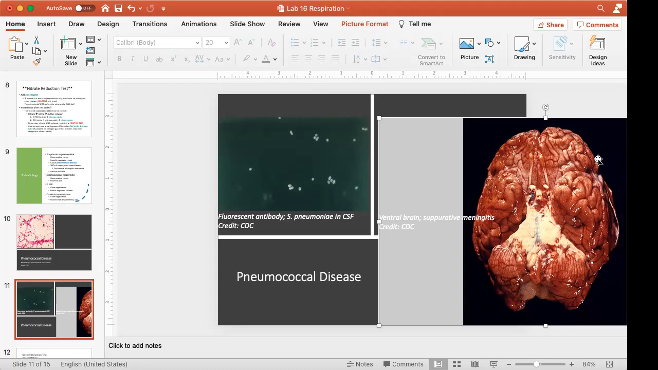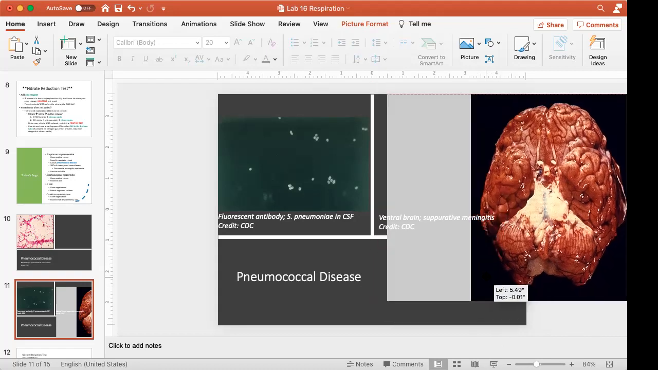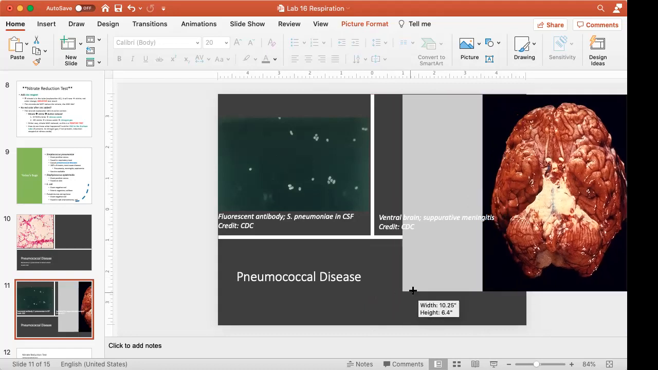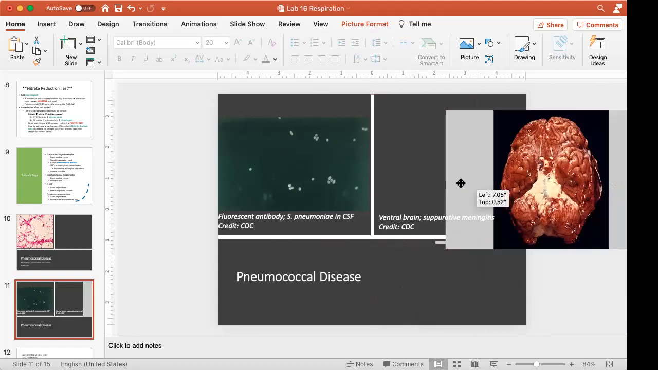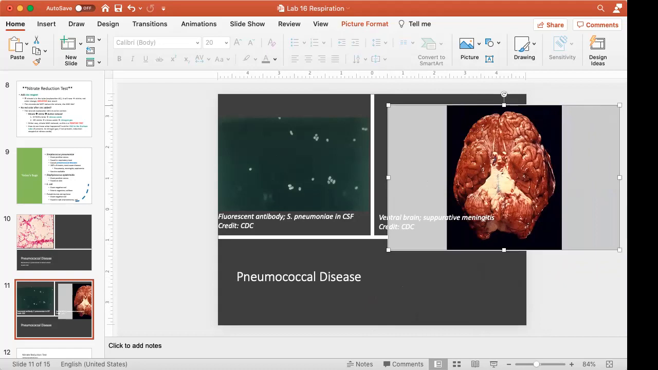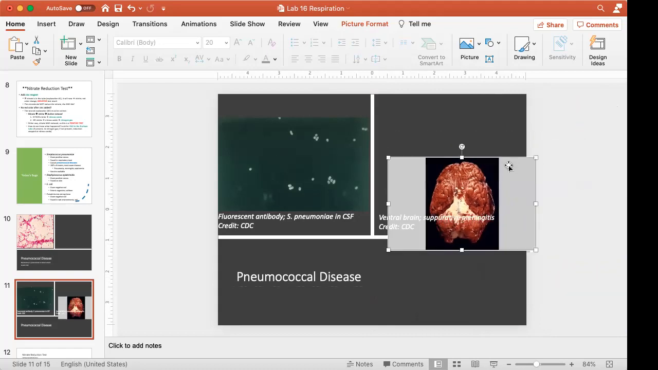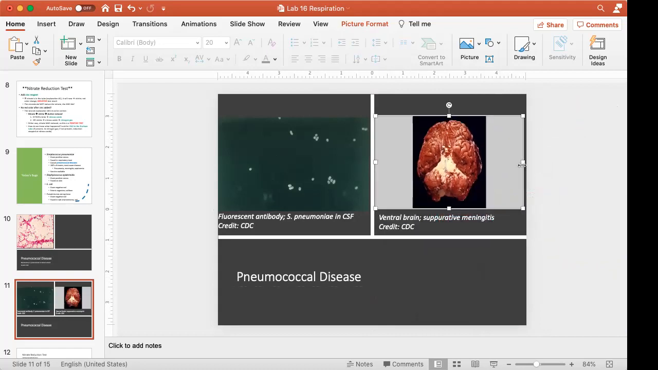This is what we call a suppurative meningitis because it produces all of that pussy, nasty material up around the brain. This person did not survive, of course. This is a very dangerous disease, pneumococcal meningitis.